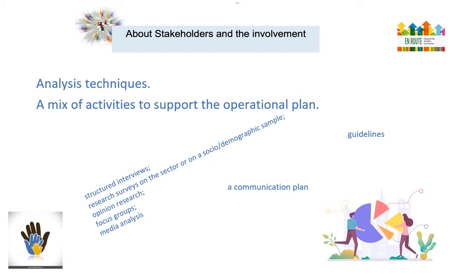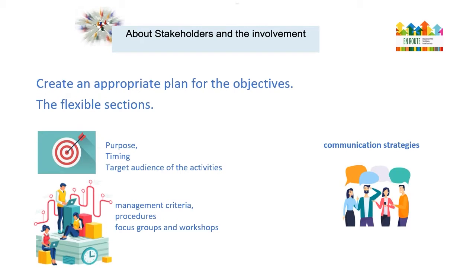With regard to the involvement phase, guidelines must be provided for managing feedback and emergencies. Create an appropriate plan for the objectives. The flexible sections. Once collected, information must be managed by adapting the scope of the stakeholder register and the communications plan to the needs of the project. In each section there should be a description of the purpose, timing and target audience of the activities.